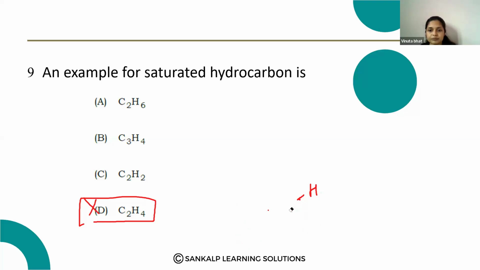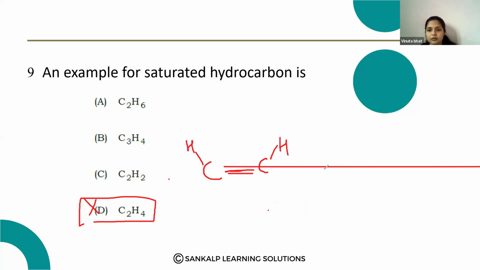Next one, C2H2. Here there is only one H on each carbon, so you have to fulfill the remaining 3 carbon valencies. So this is also not a saturated hydrocarbon.